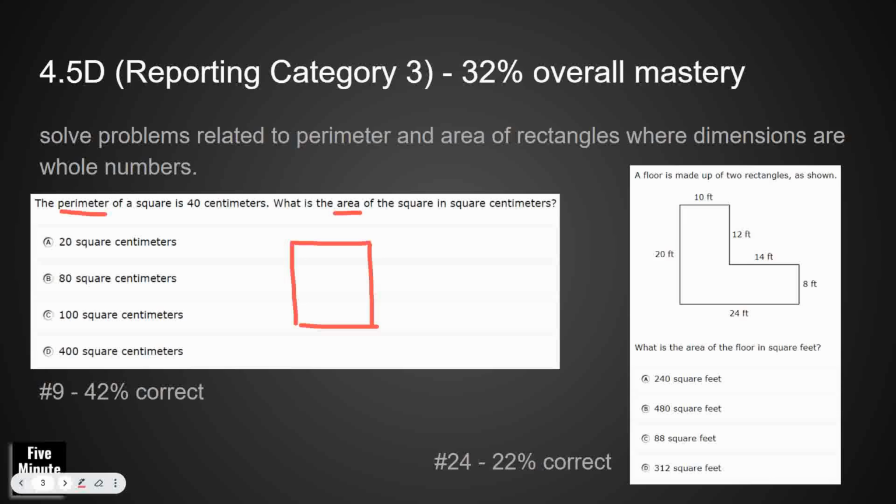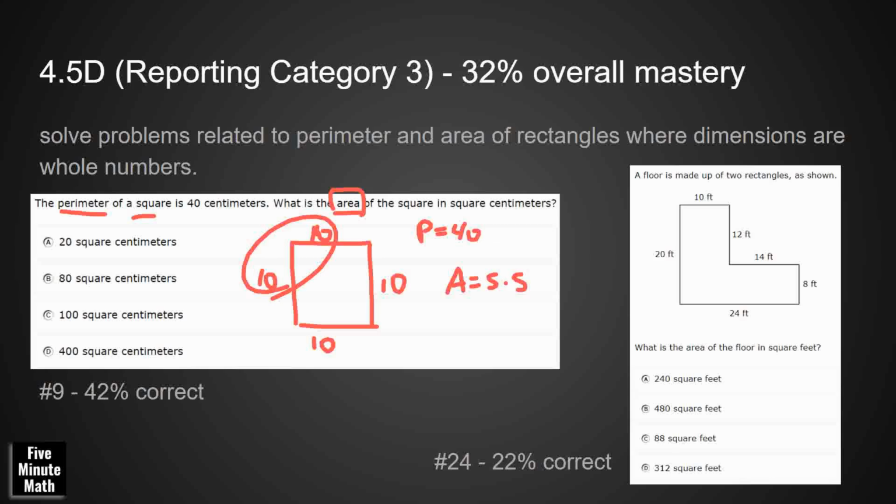So we've got the perimeter equals 40. Students had to derive from this that since it's a square, each side is equal, right? And then each side is 10. Then I've got to use my formula for area, right? Area equals the side times the side, or the side times itself, or side squared. So that's 10 times 10, and that's your 100. Only 42% of our students were able to get C correct.